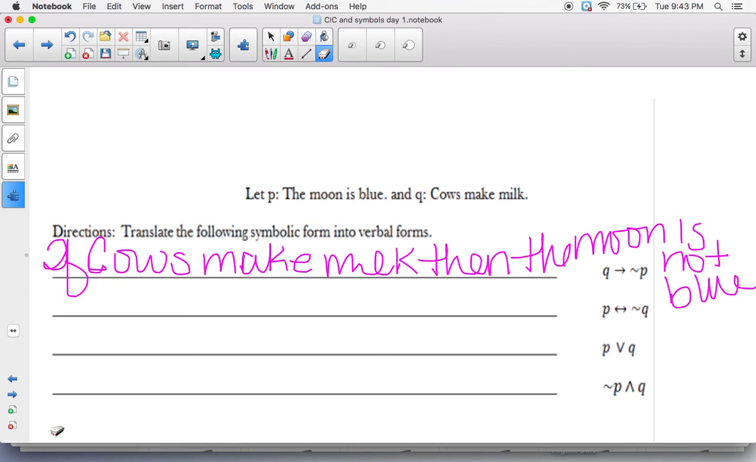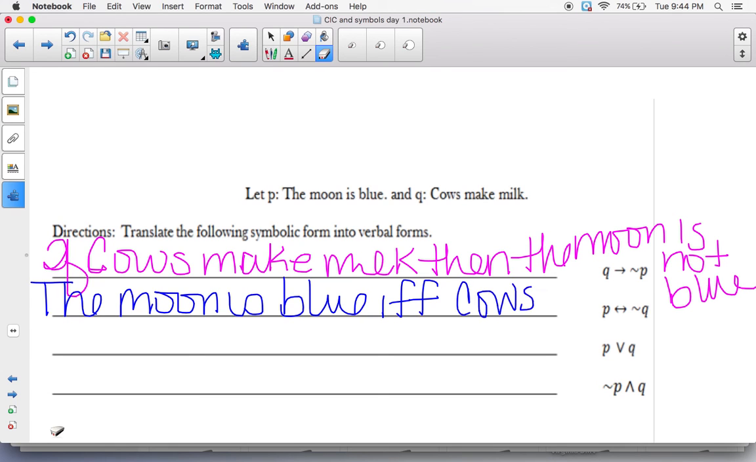Now, the next one has double arrows, so that means if and only if. So that one will be represented by the moon is blue. And we don't have to write if and only if. We can just use the double arrow, IFF. Cows make milk.